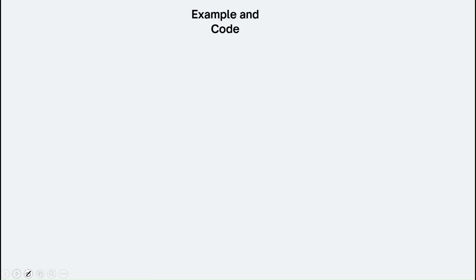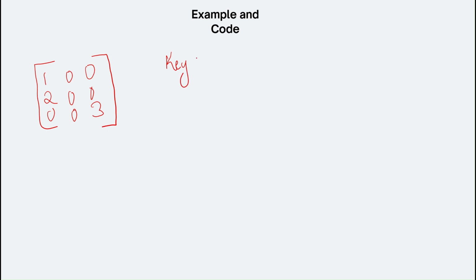Now let us get to know an example for representing the key and value of sparse matrices. Let us take a matrix of 1, 0, 0, 2, 0, 0, and 0, 0, 3. For this matrix, there are a total of 3 non-zero elements. So we need to write the key and a value for this matrix. So the row 0, 1, and 2, and the column 0, 1, 2. The first element is on 0th row and 0th column. So 0, comma 0 contains 1.